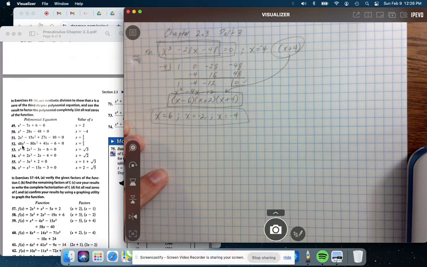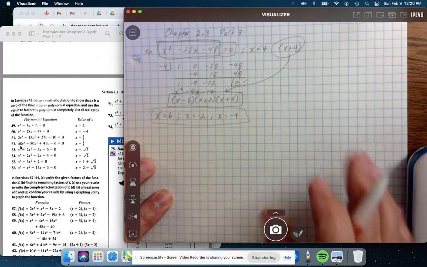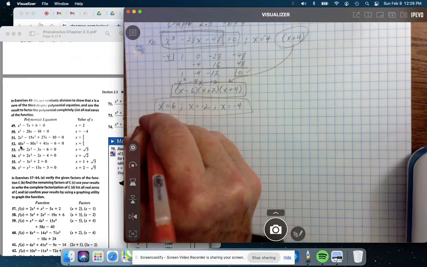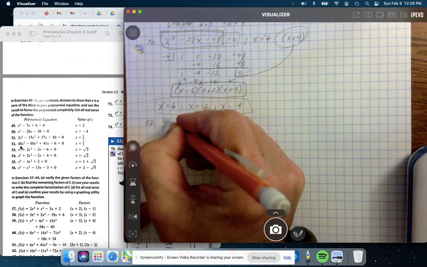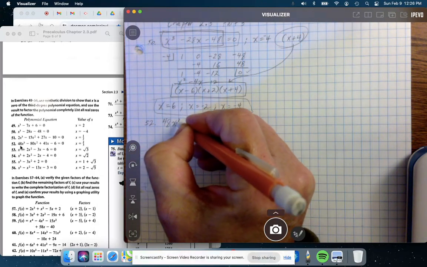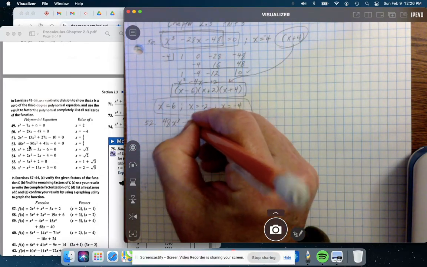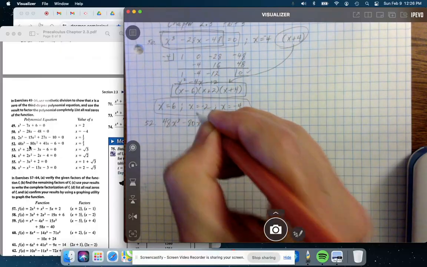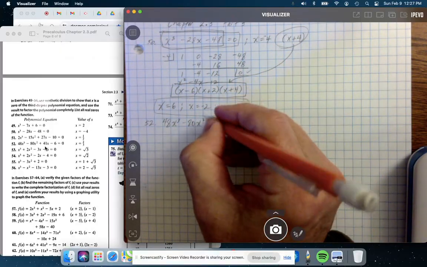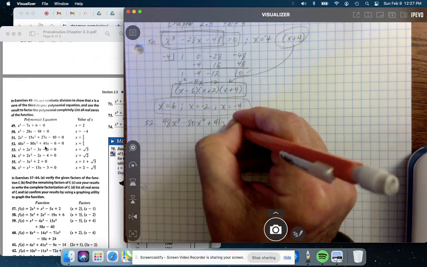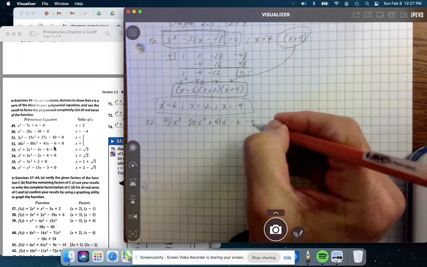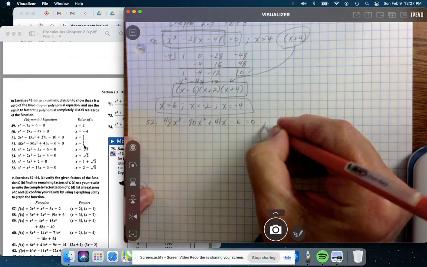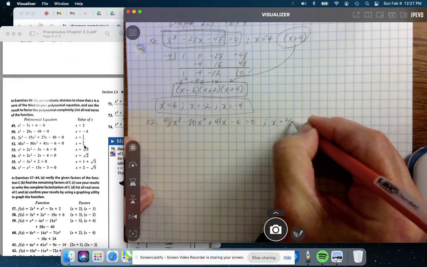All right, let's try one with a fraction here. So 52. So 48x cubed minus 80x squared plus 41x minus 6 equals 0. And x equals 2/3 is one of the zeros.